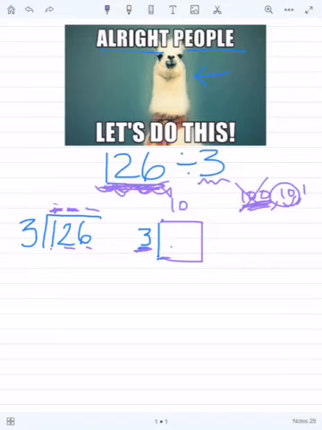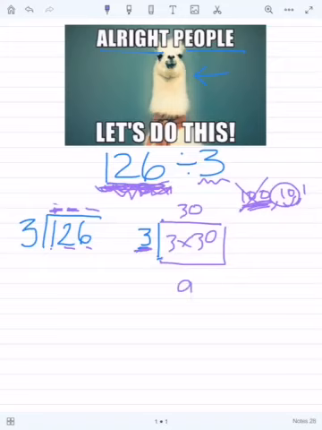Well, 30 is a lot less than 126, so we can really step it up here. How many tens is each kid going to get? So maybe they each get 3 tens. 3 tens is 10, 20, 30. What if they each get $30? That'd be 30 plus 30 plus 30, or 3 times 30. And 3 times 30 is what? Is that 126? No. It's 90.